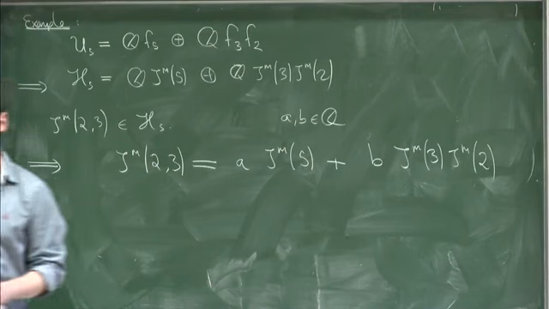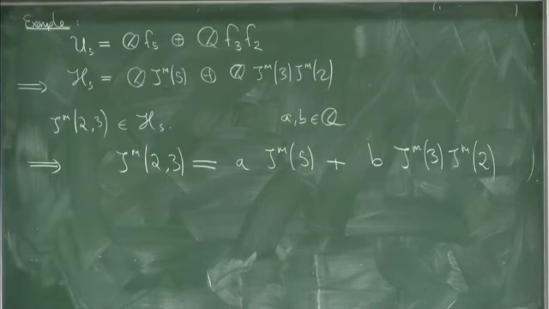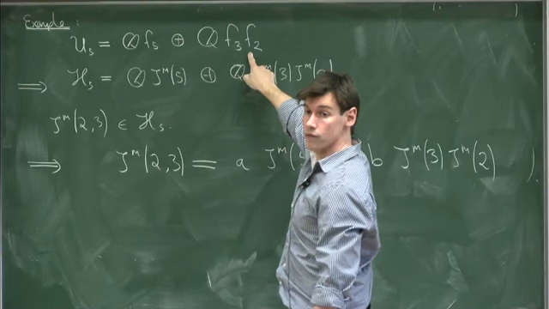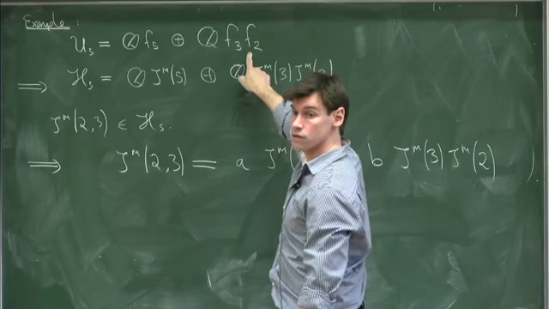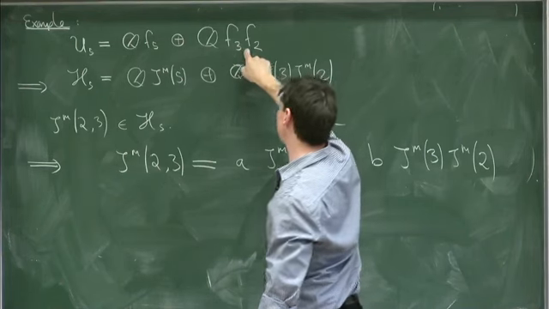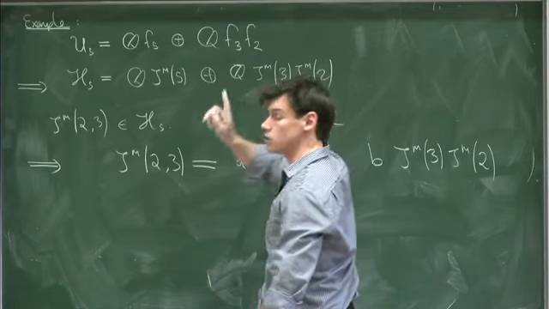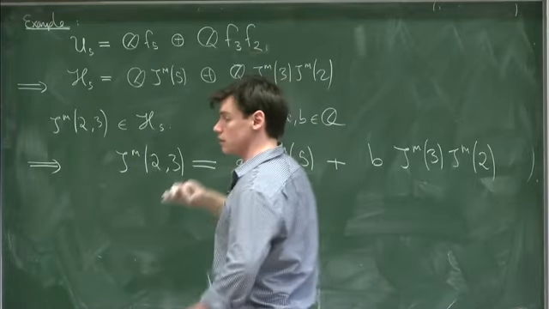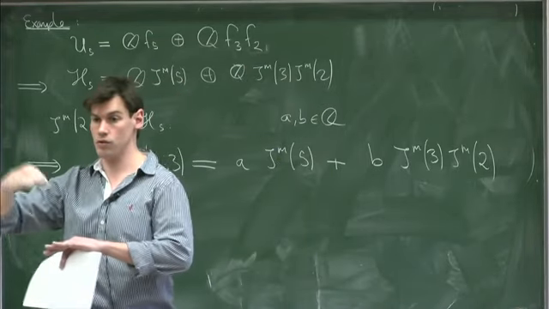Zeta 3 times zeta 2 corresponds to F32 plus F23? No, because F2 commutes with everybody. F2 is commutative. Is it? So F2 never appears on. No, F2 is just a device to keep track of the true weight.